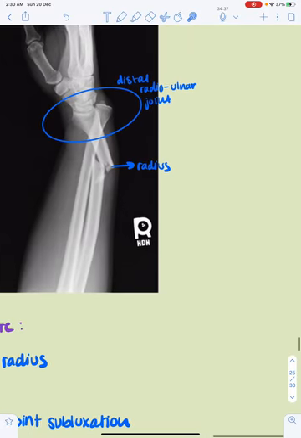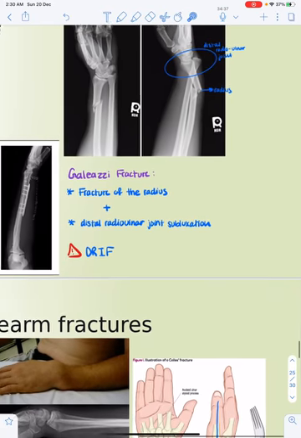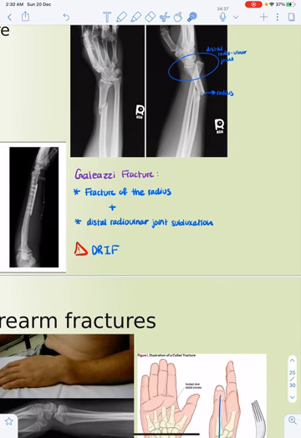So let's look at this picture. This is the fracture of the radius, and this radio-ulnar joint. You see how it's not in place, it's not intact anymore. So as we said, the main injury is the fracture of the radius, and the associated injury is at another place, which is the distal radio-ulnar joint.